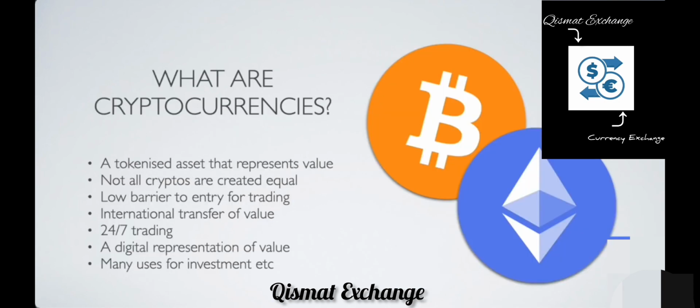What are cryptos? They're just tokenized assets that represent value, not really much more than that. Not all cryptos are created equal though. There are better coins, better blockchains, more useful blockchains, and there are poor blockchains and low quality blockchains as well. In terms of barriers to entry, especially for us retail investors, there are very low barriers. You can sign up with an exchange, get trading straight away with very low fees.